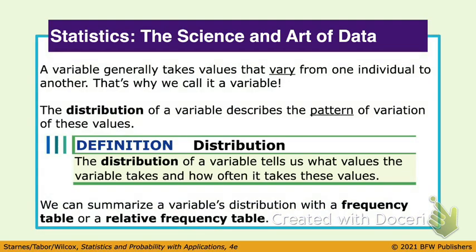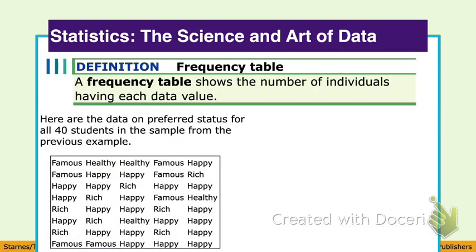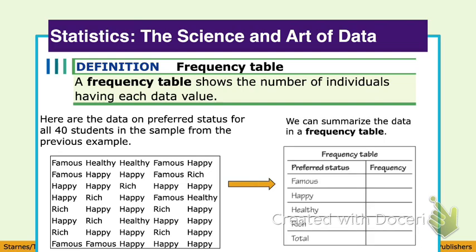A distribution is going to tell us what values are available and how many of each of those values. A frequency table shows us the number of individuals in each data value. So if you flip the page, you will see this little box that has all of these answers. These are the 40 students and their answers to that question of whether they'd like to be rich, famous, healthy, or happy. And we need to turn this into a frequency table. Again, a frequency table just shows the number of individuals in each data value.